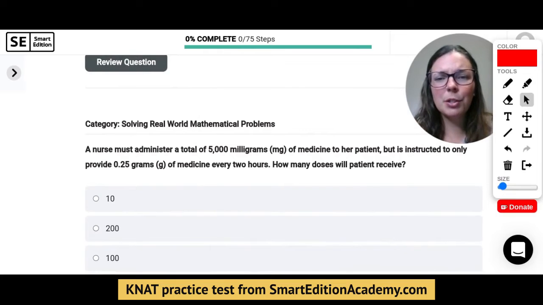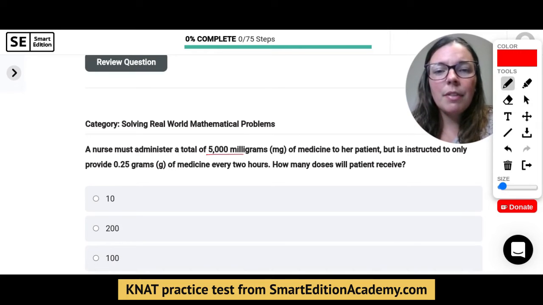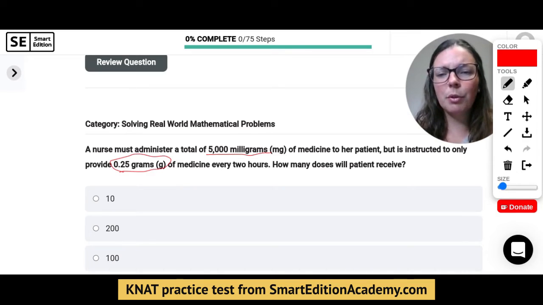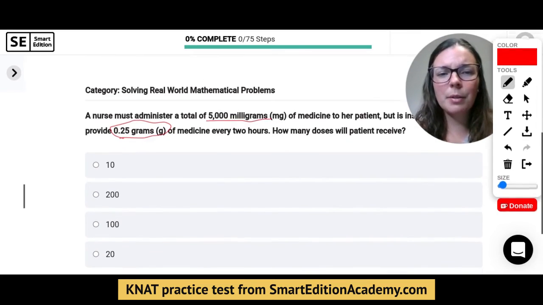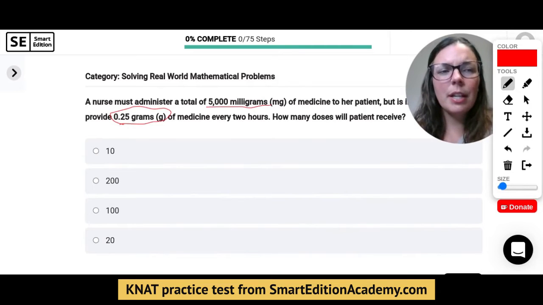A nurse must administer a total of 5,000 milligrams of medicine to her patient, but is instructed to only provide 0.25 grams of medicine every 2 hours. How many doses will the patient receive? So they have 5,000 milligrams, and we're giving them doses of 0.25 grams, so 1/4 of a gram every 2 hours. How many doses will they receive?